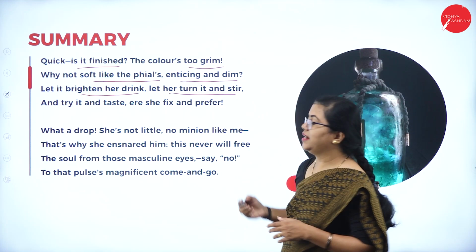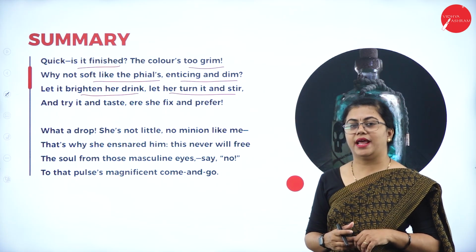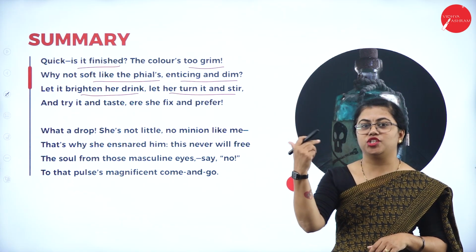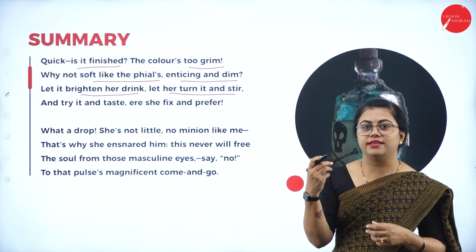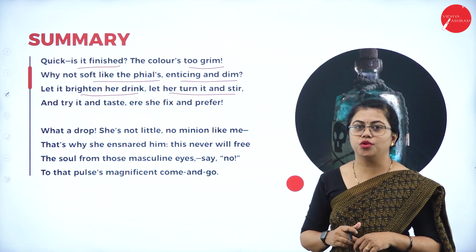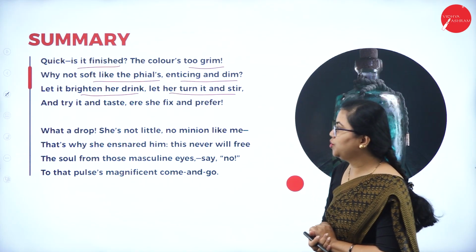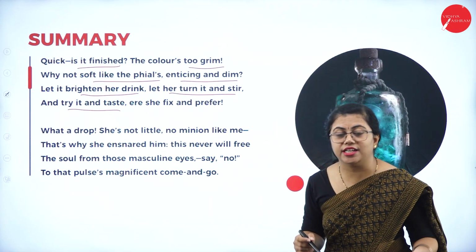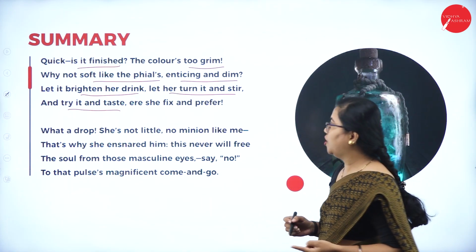Let her turn it and stir. The lady who is planning to kill is trying to tell others that she has to look at her drink and she has to stir. So that looking at that brightness, she feels that she has to drink. She should feel that she has to drink it. And try it and taste. She has to try that. She has to taste it at any cost.